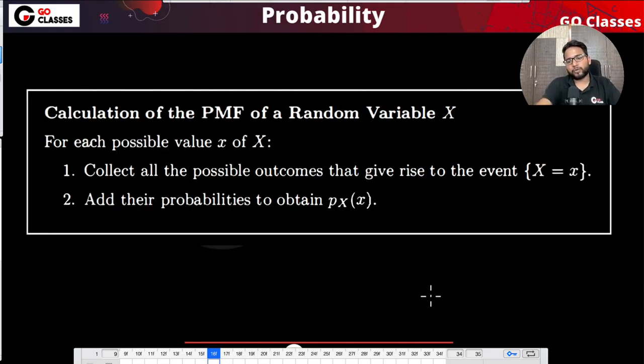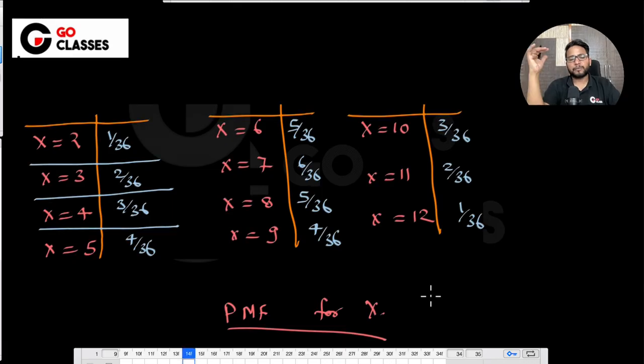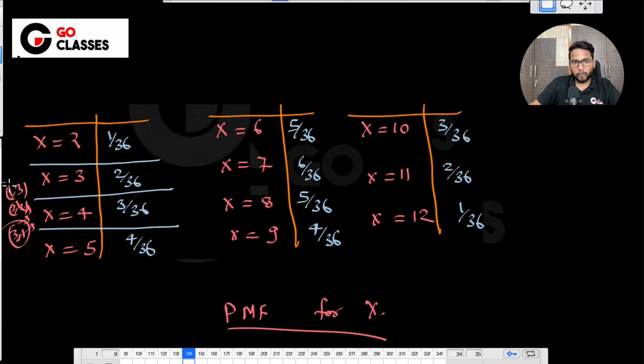Now, to calculate this PMF, we are writing all the possible values of x, and then we are seeing how many outcomes are leading to each possible value. Like in this case, for x equal to 4, (1, 3) is leading, (2, 2) is leading, and (3, 1) is leading. So 3 outcomes are leading, so that's why you will say the probability is 3 by 36. So basically you're collecting all the outcomes which are leading to this, right?